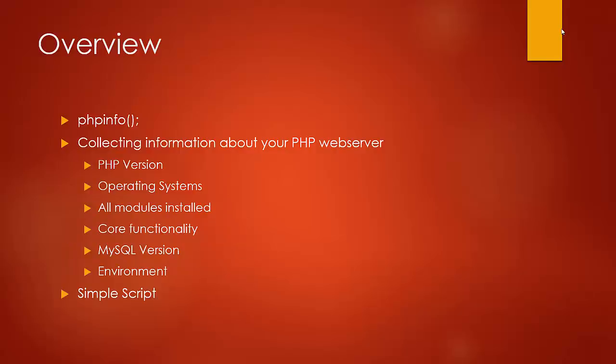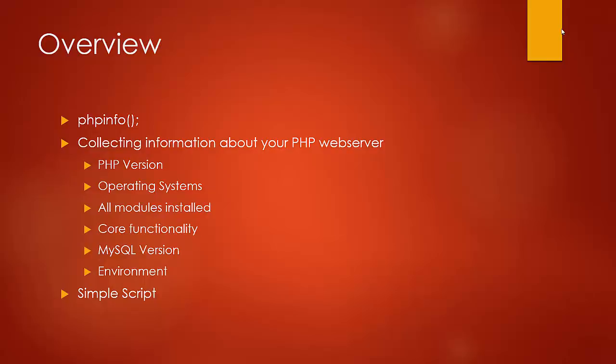In this video, we're going to talk about the PHPInfo function. The PHPInfo function is a built-in function in PHP. It's hard-coded in there to give you a lot of information about your web server. It gives you the different versions of the software you're using, different operating systems, all the modules that are installed, and even a bunch of environmental variables.